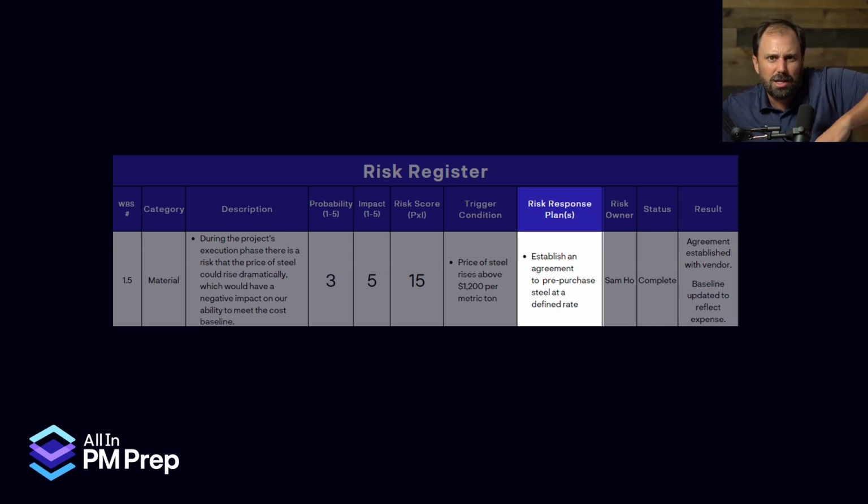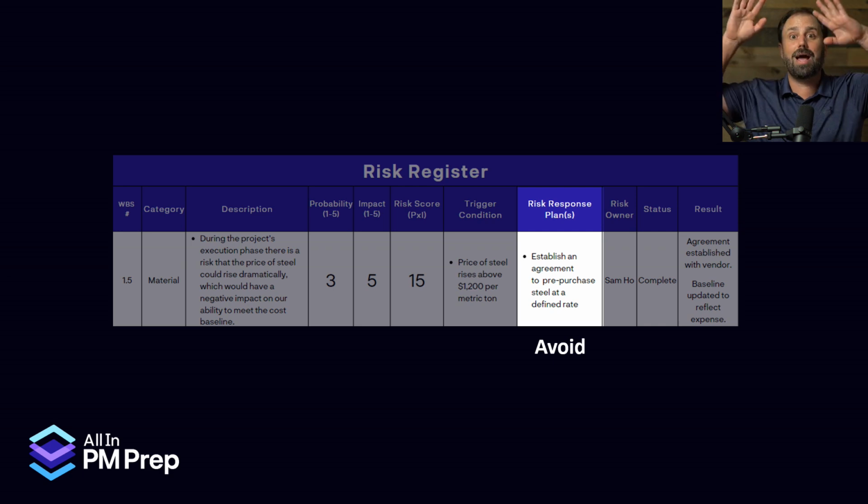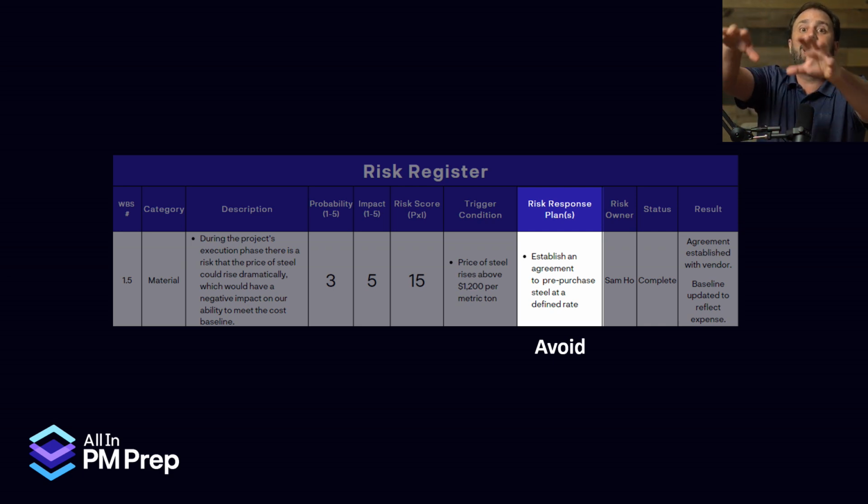Well, maybe we could transfer it. Maybe we can accept it. Maybe we can avoid it. Who knows? The solution that was picked, and I want you to tell me which strategy it was, was to establish an agreement to pre-purchase steel at a defined rate as you're in planning. Which strategy would that be? It would be avoiding the risk of it going way higher because we are going out and saying hey, we're going to cut a deal at this price so that we don't have any risk of the price going to the moon because we already bought the stuff.